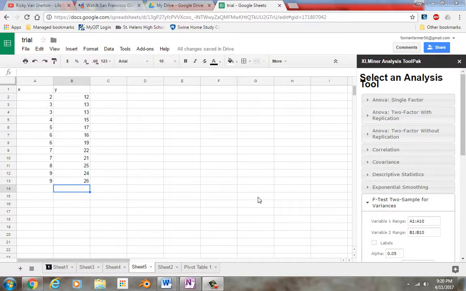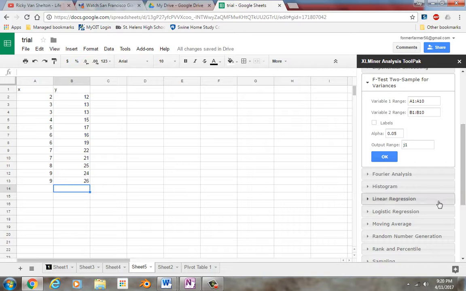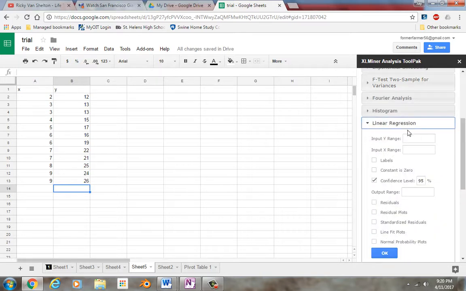Okay, so for you to do regression, this is for the chapter 10 stuff. Linear regression. It wants to know the y range. So again, highlight it first in Google Sheets. Then go highlight your x's. Notice that we do have labels, so go ahead and click on that. Go click on your output range somewhere. Yeah, I'd kind of like to see that.